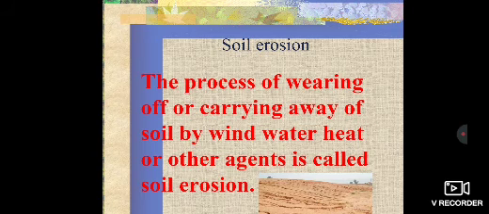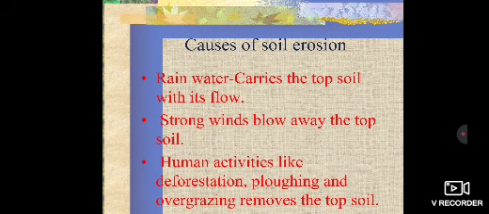Soil erosion reduces the fertility of the soil and the farmers do not get good crops. So, it becomes important to know about the causes of soil erosion and its preventive measures. The causes of soil erosion are rainwater.